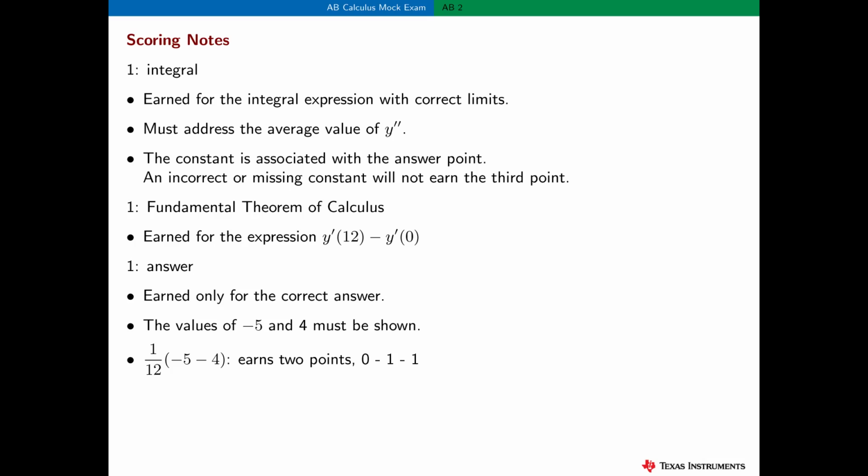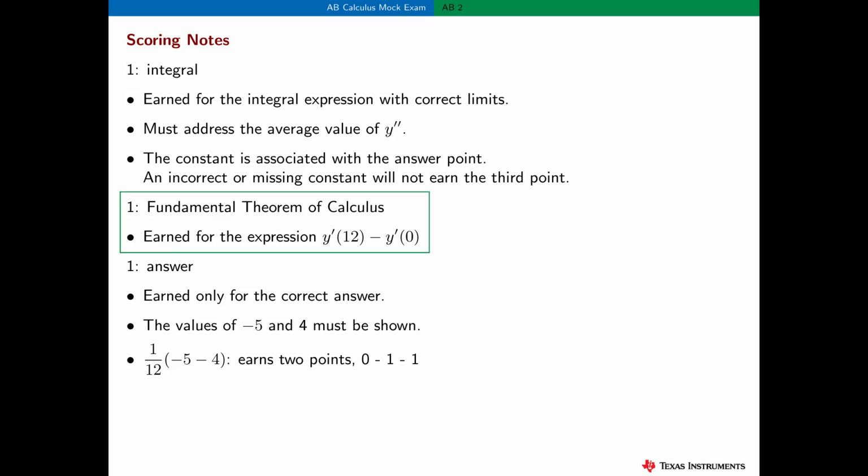The first point, the integral point, is really a definite integral point. This point is earned for the integral expression with the correct integrand and the correct limits. The student must be trying to find the average value of y double prime. In other words, if they have a correct average value expression for another function, like y prime or even y, they do not earn this point. The constant in front, 1/12, is associated with the third point, or the answer point.